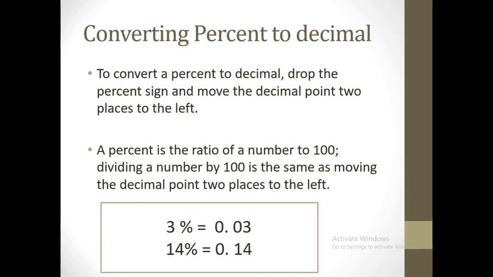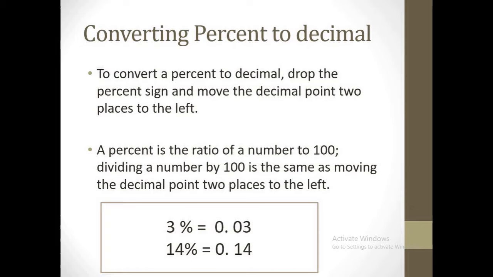Converting percent to decimal. To convert a percent to a decimal, drop the percent sign and move the decimal point 2 places to the left. A percent is the ratio of a number to 100. Dividing a number by 100 is the same as moving the decimal point 2 places to the left. For example, 3% is equal to 0.03. 14% is equal to 0.14.